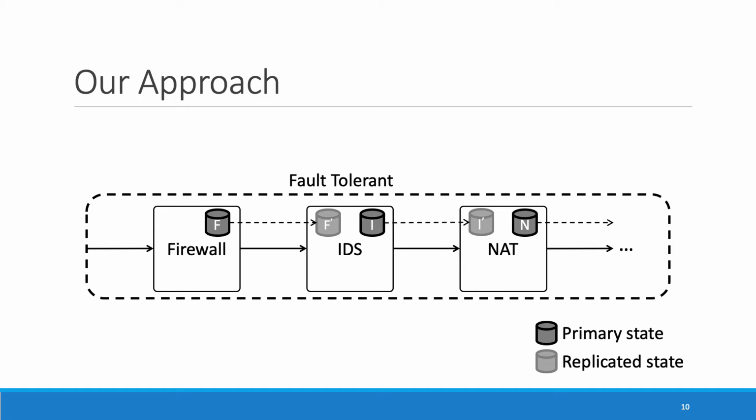Using existing solutions for a chain of middleboxes comes with significant performance overheads. This motivates us to explore another approach to provide fault tolerance for a chain of middleboxes. Instead of making individual middleboxes fault tolerant, we explore a different approach to replicate the state of the entire chain. For example, in this approach, the state of the firewall, as shown, is replicated down in the chain by the IDS, and the state of the IDS is replicated by the NAT.